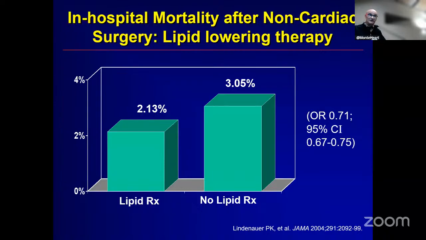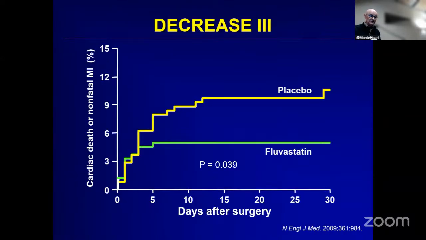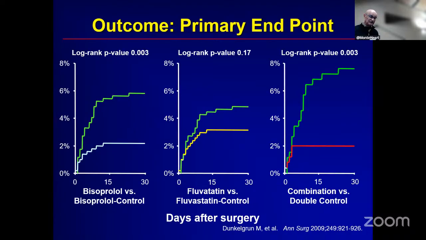So they're helpful in patients who have merit for them. The DECREASE-3 study suggested this weak statin had a 50% risk reduction for MI death in vascular surgery. And also, the combined beta blocker statin did way better than either one alone. Holy cow. Once again, people are looking at this data saying, too good to believe. And it was.